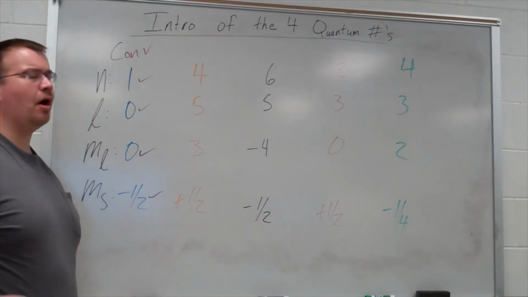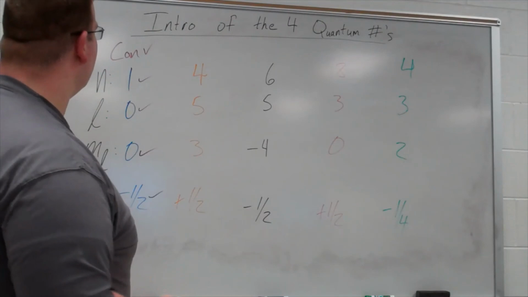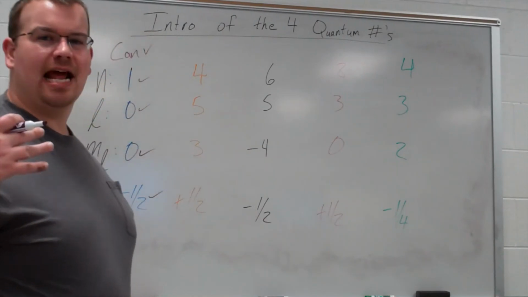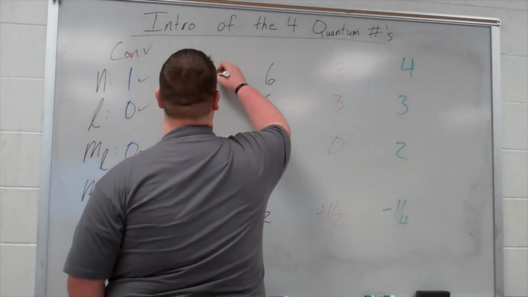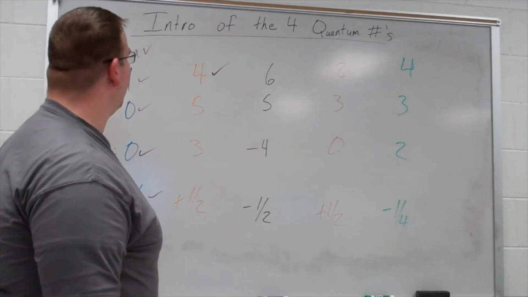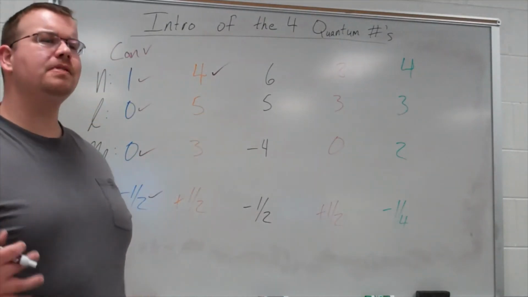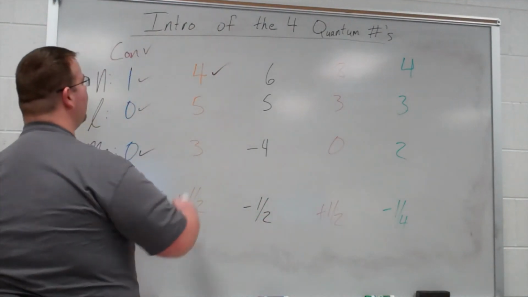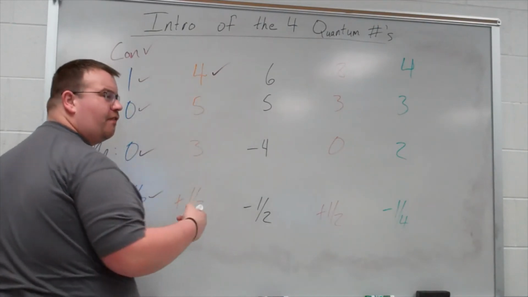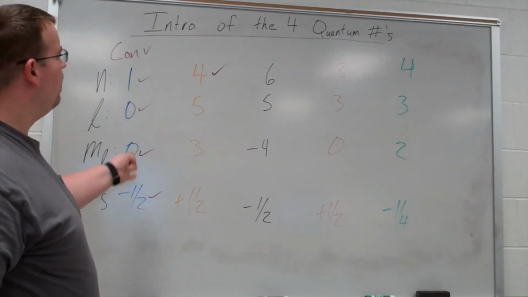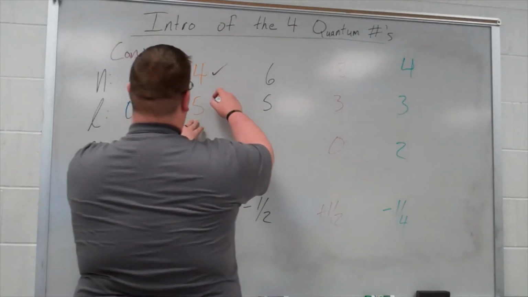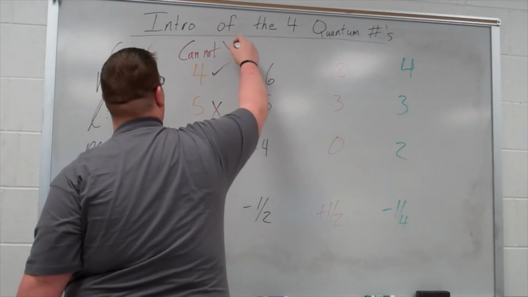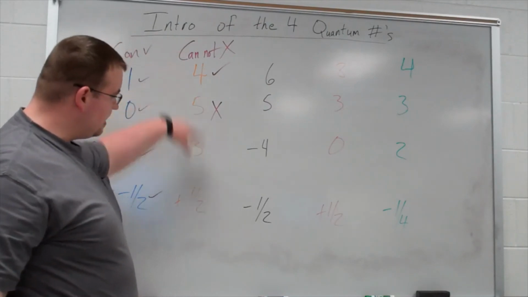So let's go to the orange set of numbers. The first one, n, the principal quantum number, is 4. Can n be 4? Yes, because it has to be from 1 to 7. So that's good. L, m sub L is 5. Can m sub L be 5? Well, look at it. It can go from 0 to n minus 1. n is 4, 4 minus 1 is 3, so it has to fall in the whole number range between 0 to 3. This is 5, so no, this cannot exist. So that set of numbers cannot exist.